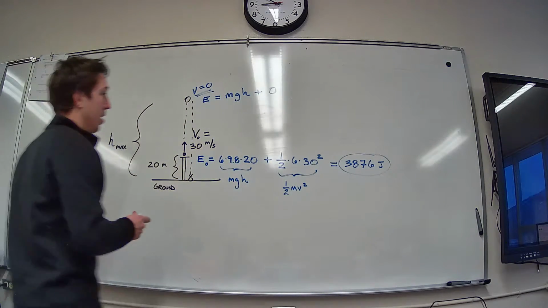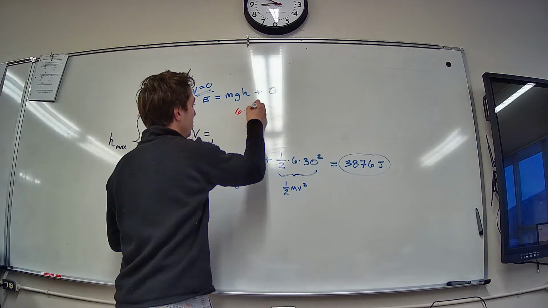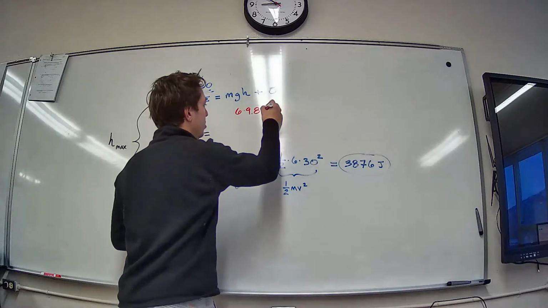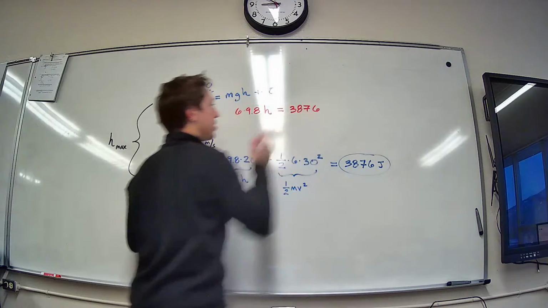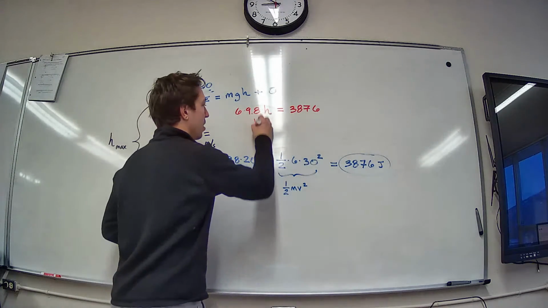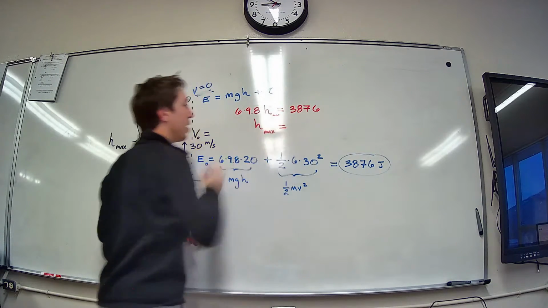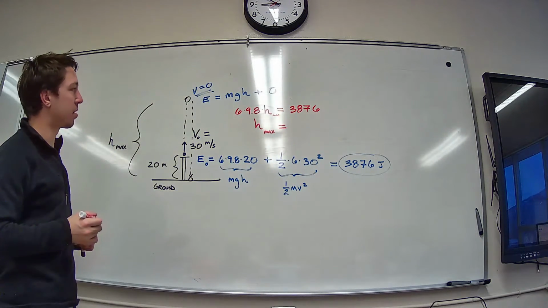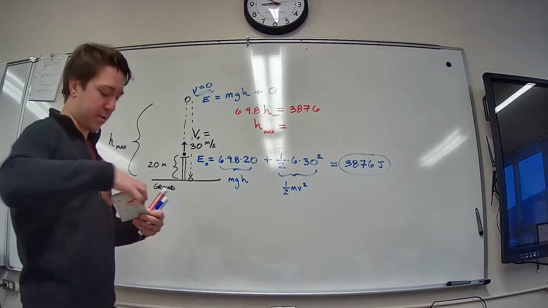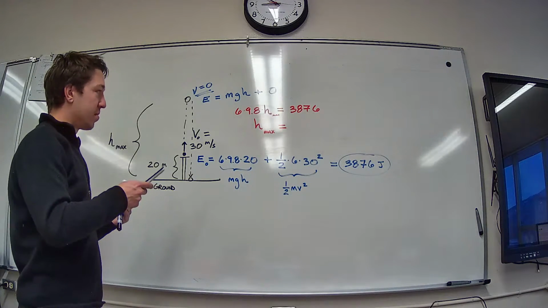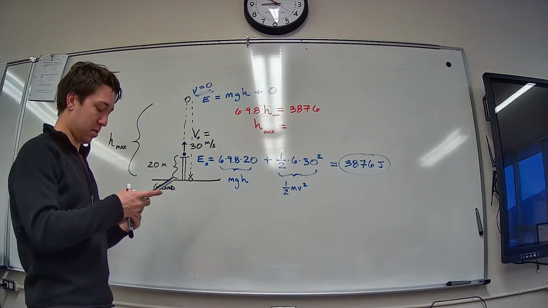So to get that top thing, I would just write mgh equals the total energy, 3867. Let's call this H max, I guess. Now what do we get for H max? Oh, great, Quackalator. What say thee? 65 something? Okay.